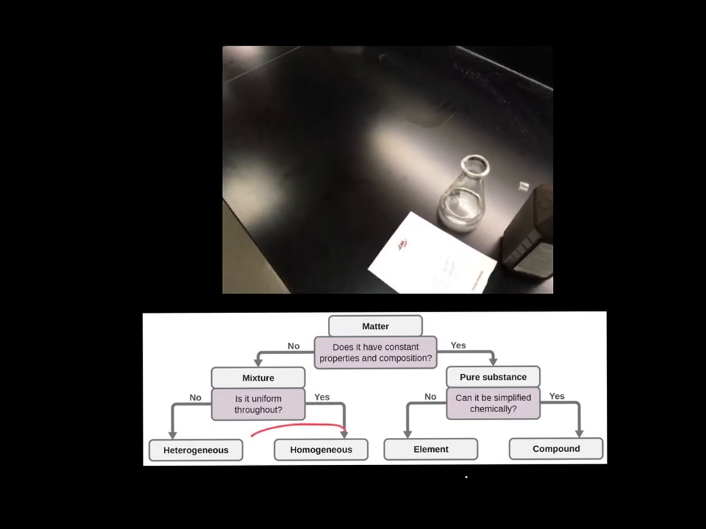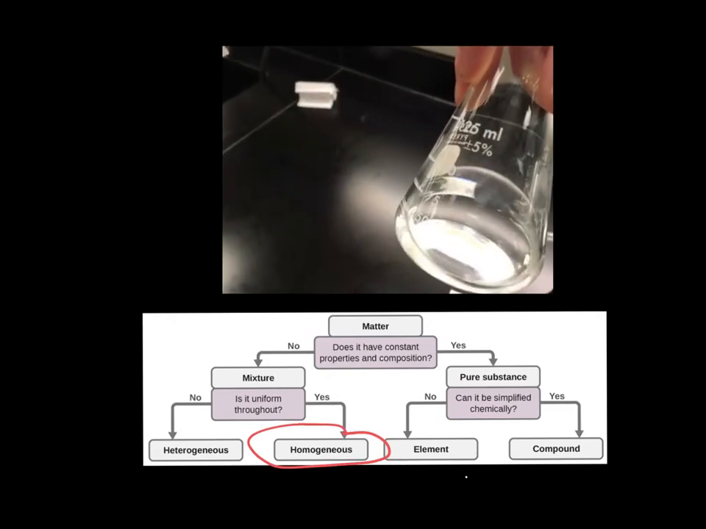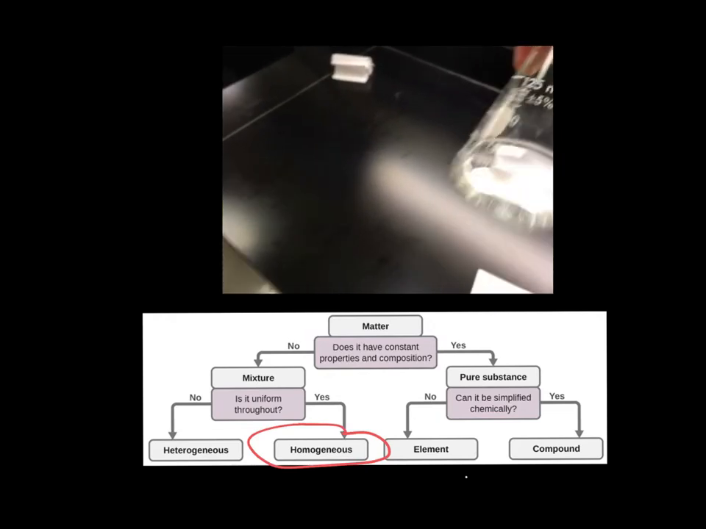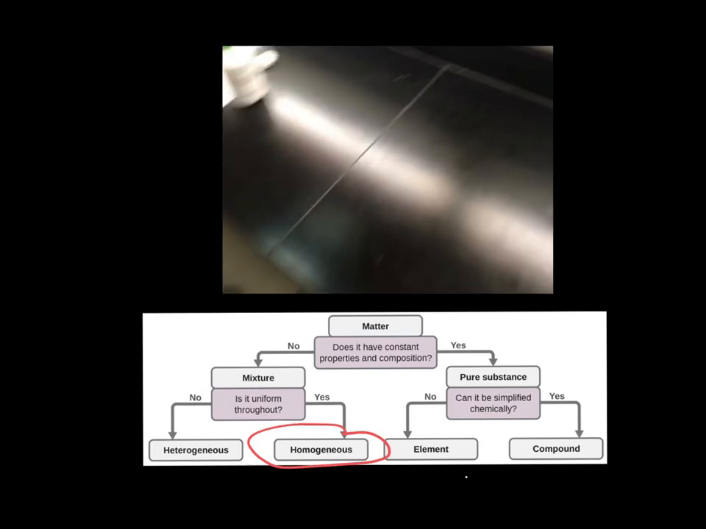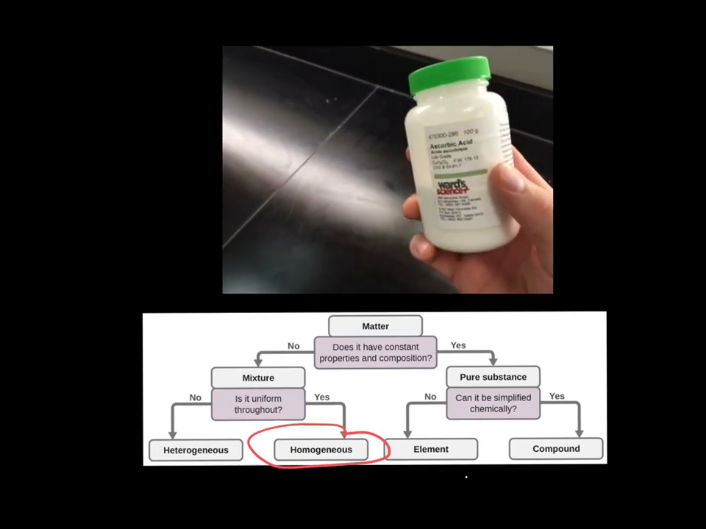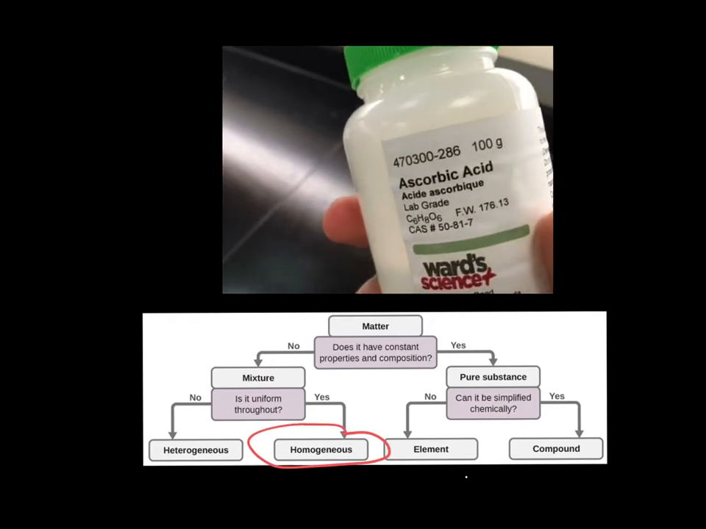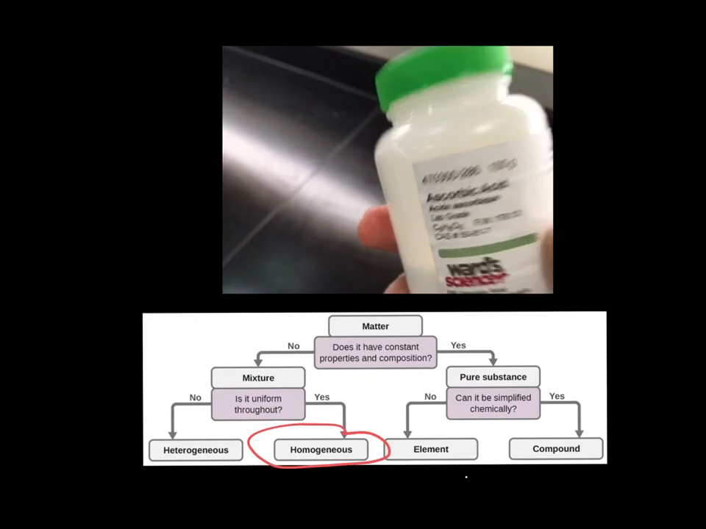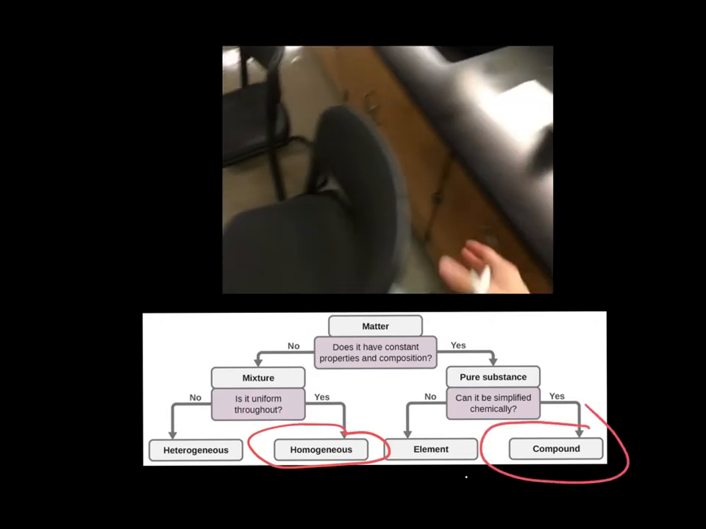Let's circle it in red. That one's a homogeneous solution because if you look at it, you can't see the different parts of it, but there's 2 or more pure substances. This one right here, ascorbic acid or vitamin C. If you look closely, you can see the formula right there. That is a compound. So ascorbic acid is a compound.